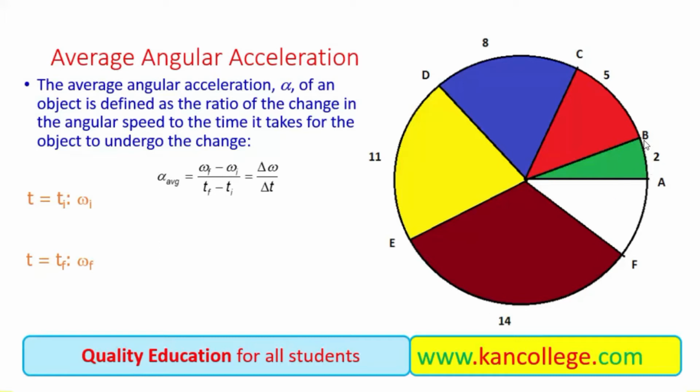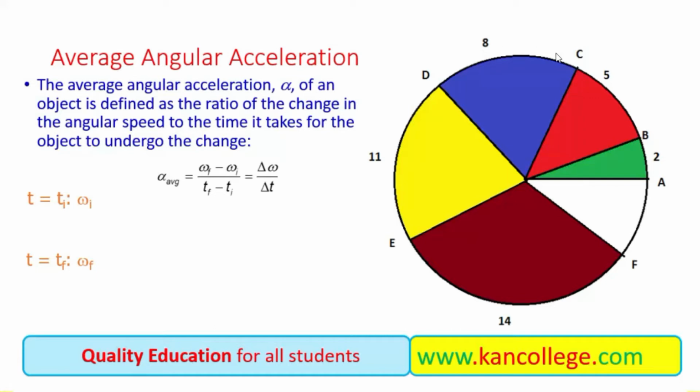It means the body is continuously speeding up. It increases its angular speed in every second. How much does it increase its speed in every second? Initially it has a speed of 2 degrees per second. Now in the next second its speed is 5, so it has increased the speed by 3 degrees in 1 second.